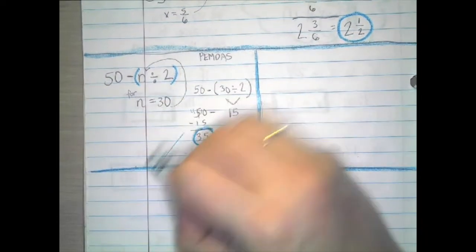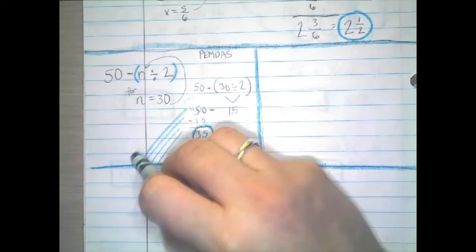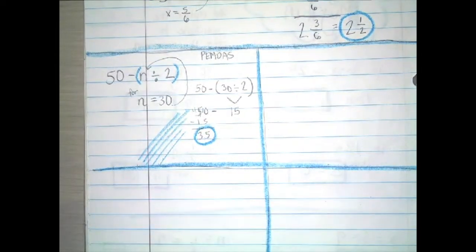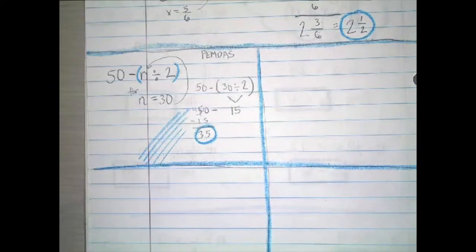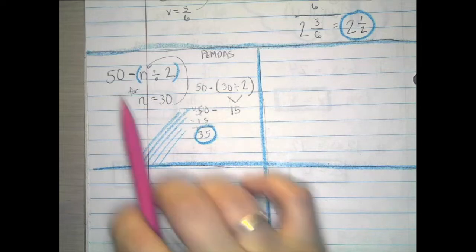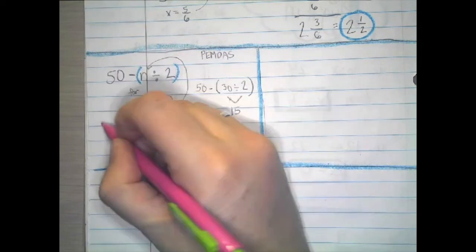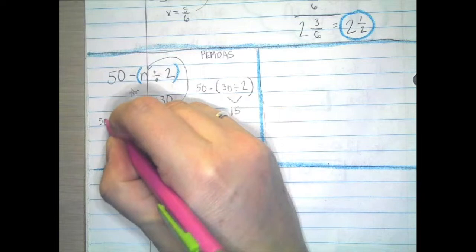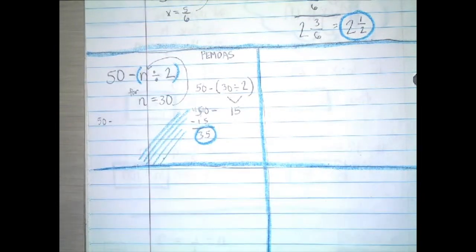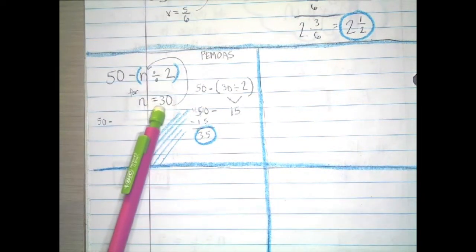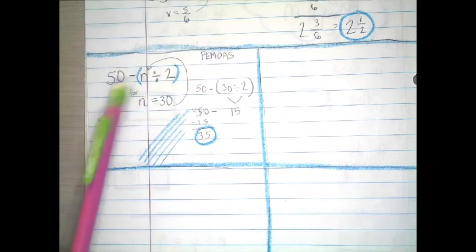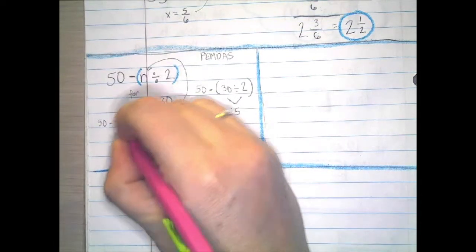Let's see what would have happened. Do some little slashes here. What would have happened if I didn't do the order of operations correctly? Let's see what answer we would get. So if I did not do it correctly, it would look like this. 50 minus, and then plug it in, n was 30, so plug it in.